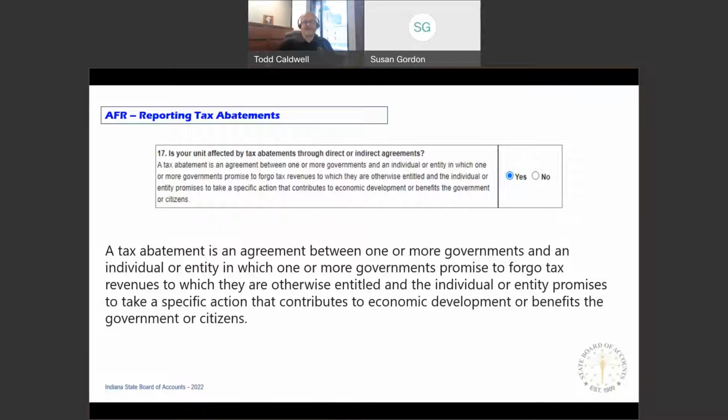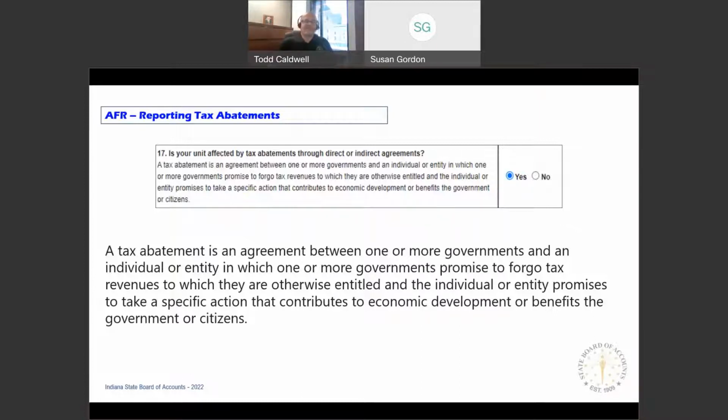Tax abatements are another area that have generated more than a few questions. You're going to see it first in unit question number 17, where it asks if you've been affected by tax abatements through direct or indirect agreements. A tax abatement is an agreement between your city or town and possibly other governments and an individual or company in which a promise is made to forego tax revenues, and the other party promises to take specific action that contributes to your economic development or benefits your citizens.